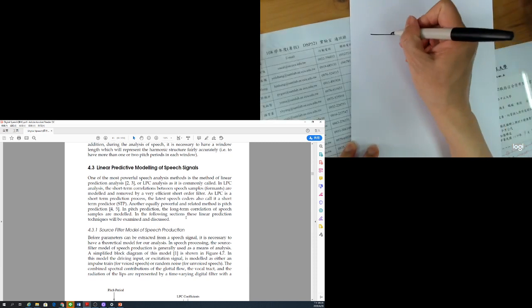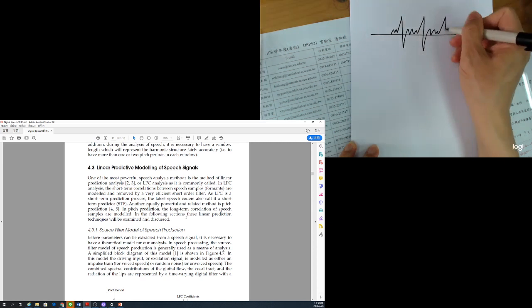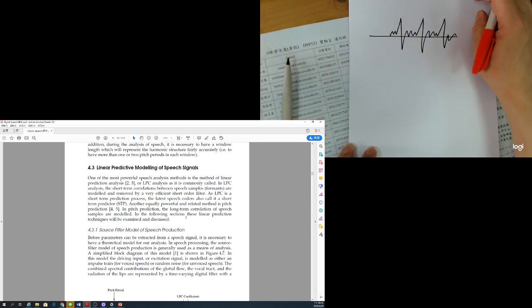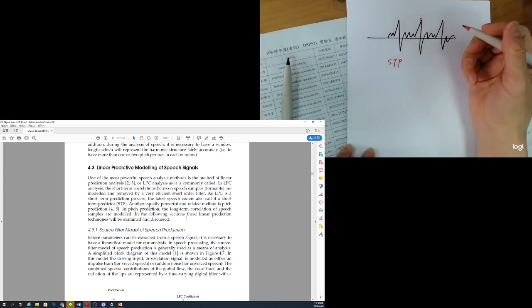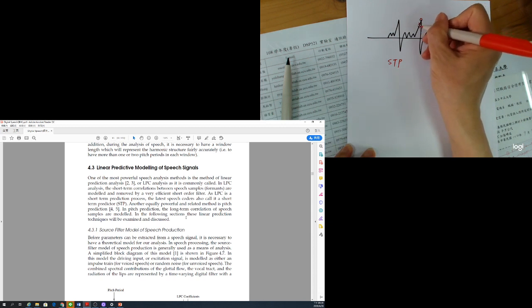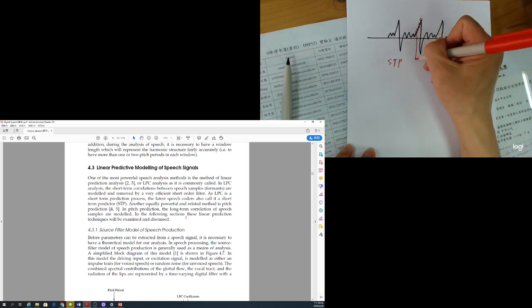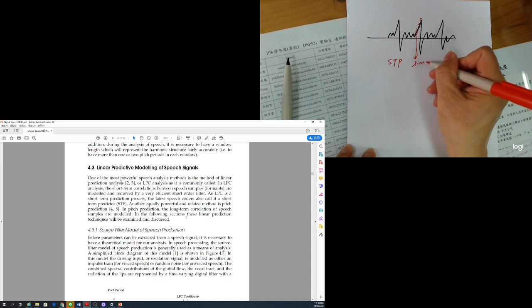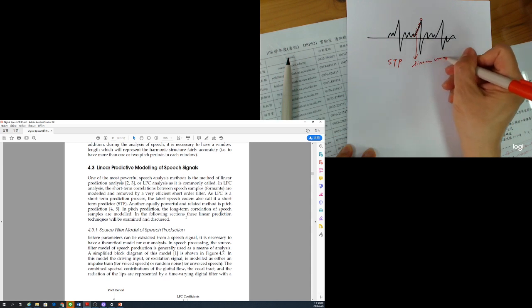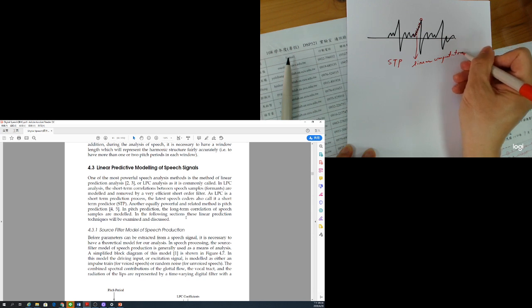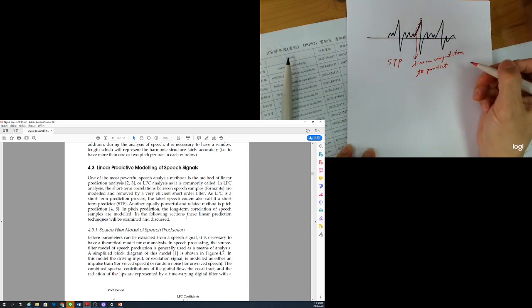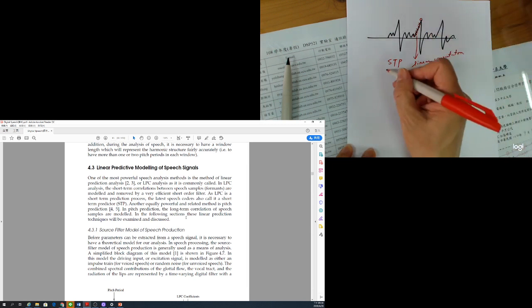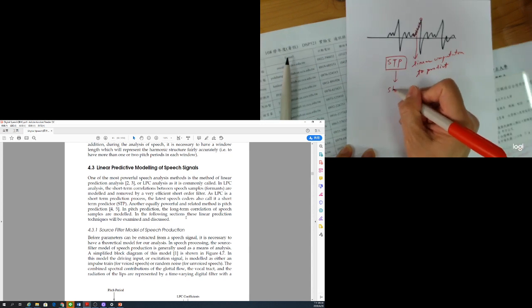If you have a speech signal like this one, for the short-term prediction, we try to predict this point based on the neighboring samples. We try to do a linear combination, a linear computation, to predict the point. So you can see this one we call short-term prediction.